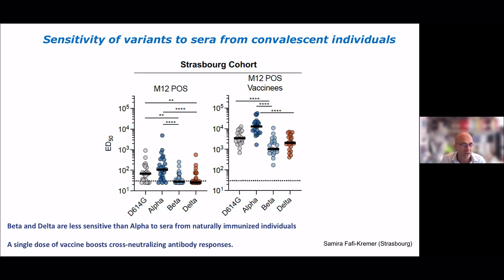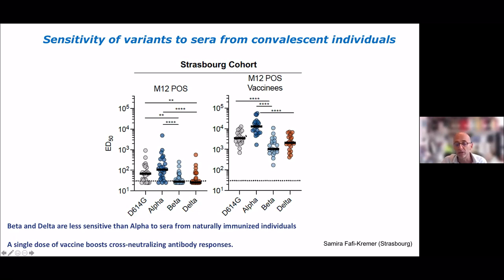So what is the sensitivity of the variants to sera from convalescent individuals? Here, in collaboration with biologists from Strasbourg Hospital, we tested individuals who have been infected for more than 1 year. And so the neutralizing activity within their sera is decreasing over time. And most of them, or a large part of them, lost any neutralizing activity against both Delta and Beta.